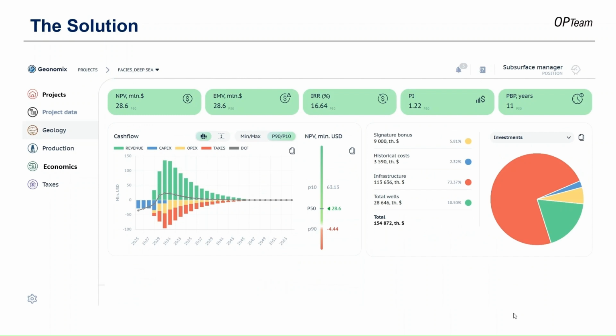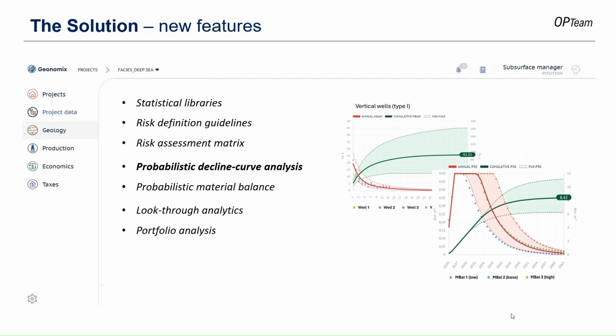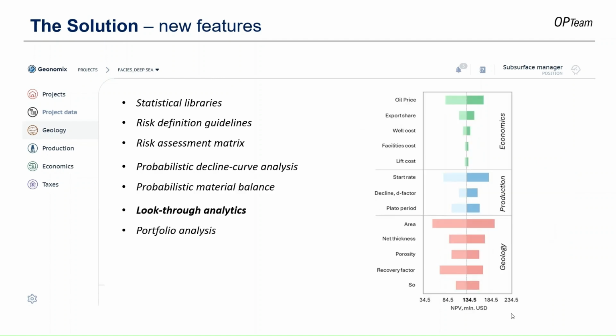One of our top priorities was designing a flexible and user-friendly interface. As a result, many users say it is so intuitive that they don't even need training. There are unique functions to highlight that you won't find anywhere else. In geology, these include built-in statistical libraries, risk definition guidelines, and risk assessment matrix. The production module features novel techniques such as probabilistic decline curve analysis and material balance. For economics, we offer look-through analytics and portfolio evaluation.